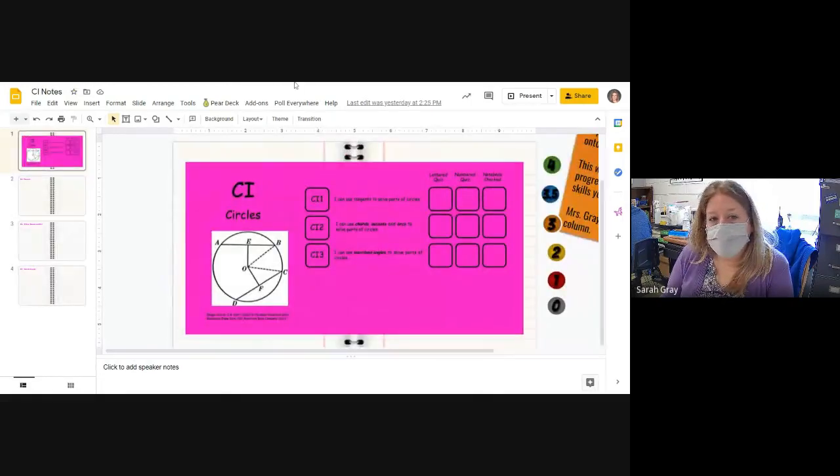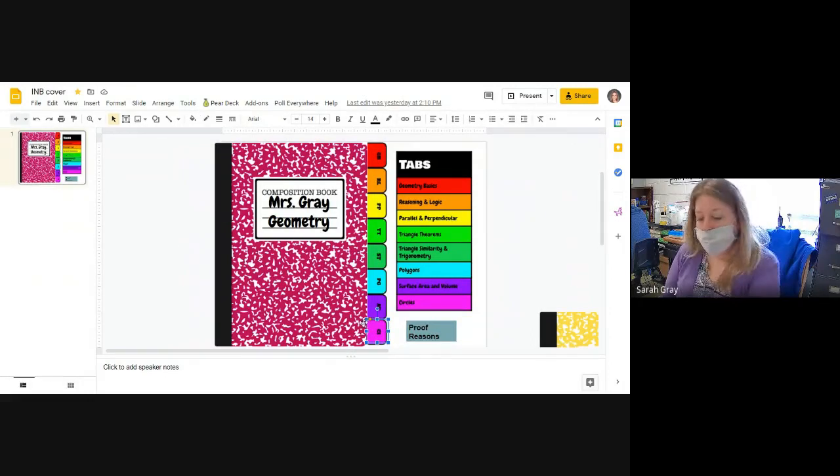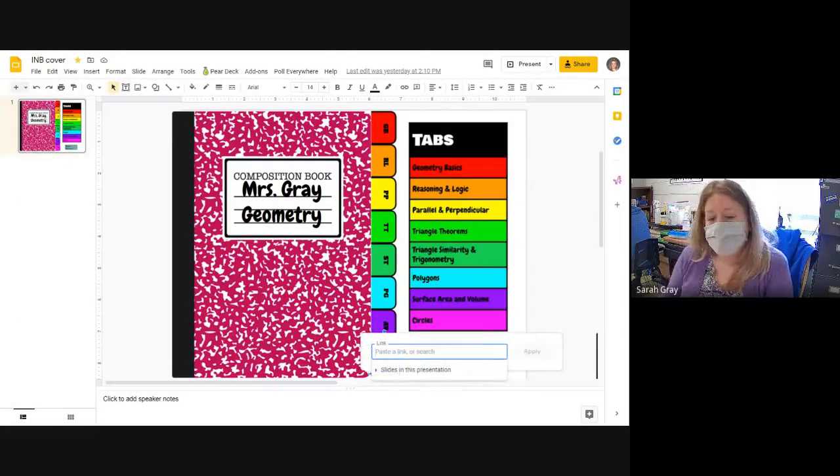Copy the URL of your circle file. In the cover, click on the circle tab. You get a blue box around the bottom. And then hit Control K.